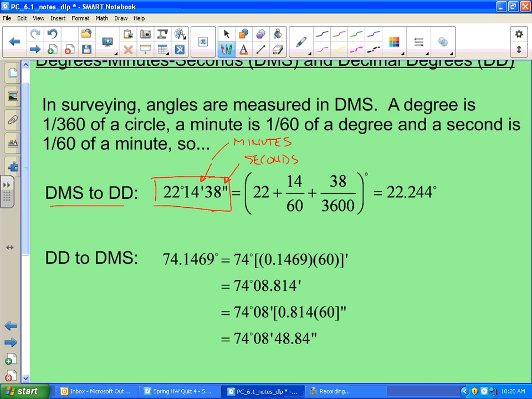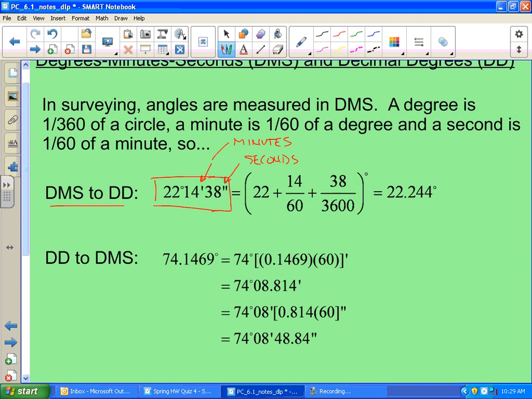Well, here's the breakdown. The degree number stays, and we're going to add to it this quotient that we have here, something over 60 for minutes, something over 3,600. Now, why is it 3,600? You know why? 60 times 60. If you have 60 parts creating a minute, and each of those little parts has 60 seconds in it, 60 times 60, 3,600.